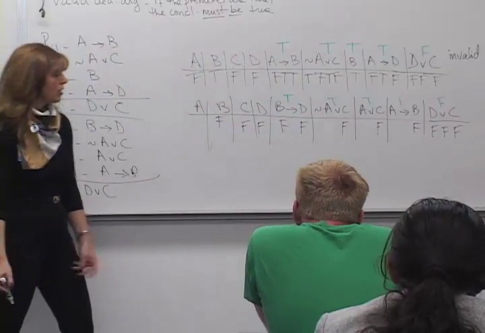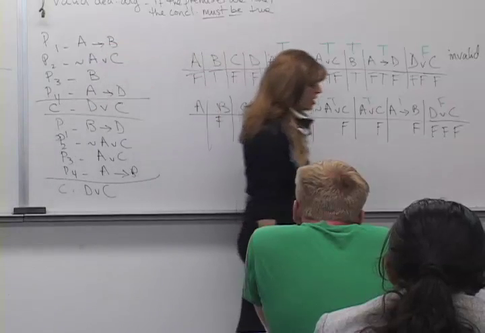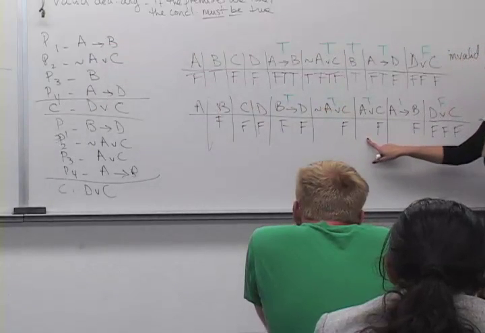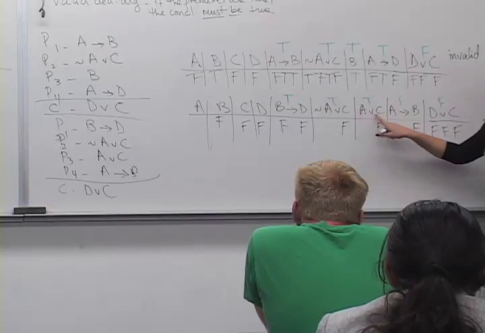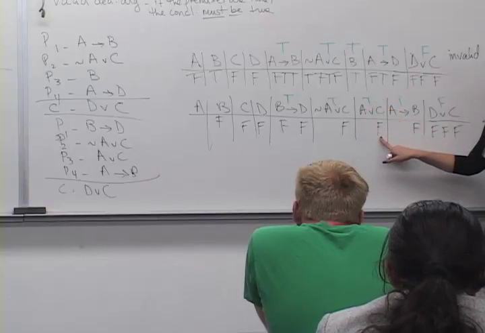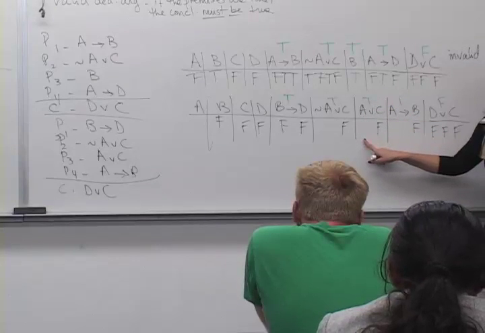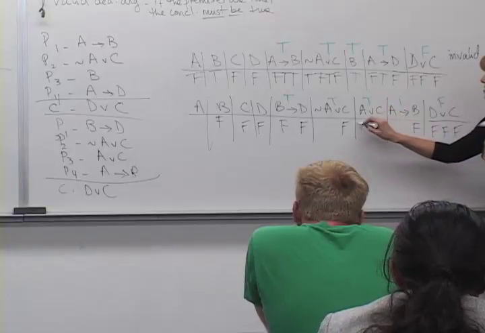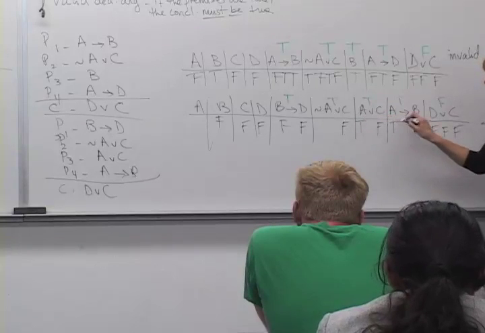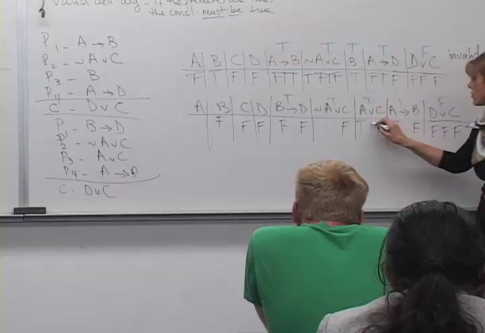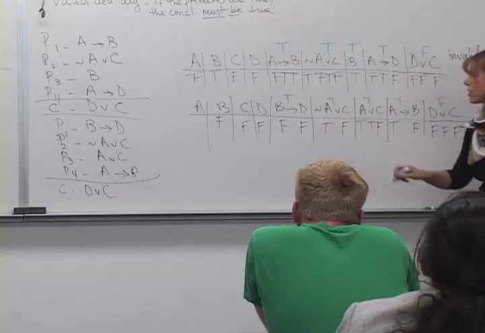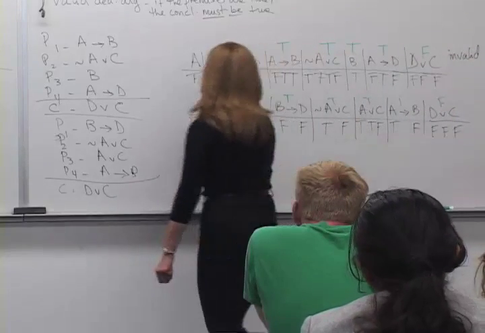Now, you can do any one of these actually. So let's look at this one. A or C. For A or C to be true, if C is false, what does A have to be? True. True, because if both of them are false, this is going to be bad. So A has to be true for this to be true. So now let's figure it out.